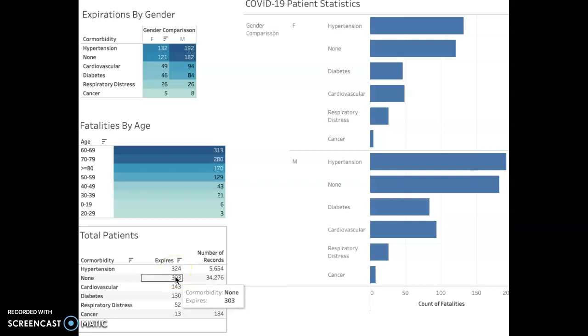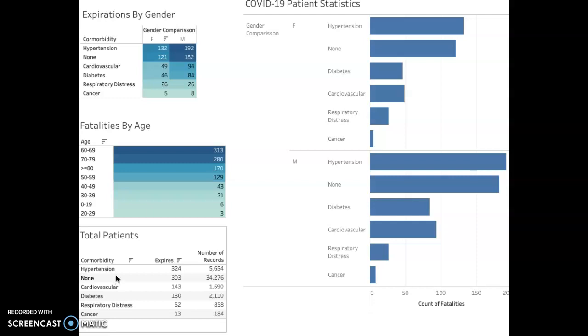Now, what changes the data for me, in my opinion, is the numbers here. Out of 34,276 patients, 303 patients passed. These patients that passed did not have any comorbidities. So that actually changes the amount for the research that we have here. I'm pretty sure if you do the division, you can see that patients with hypertension do have a higher death rate than anyone else if you compare the data.